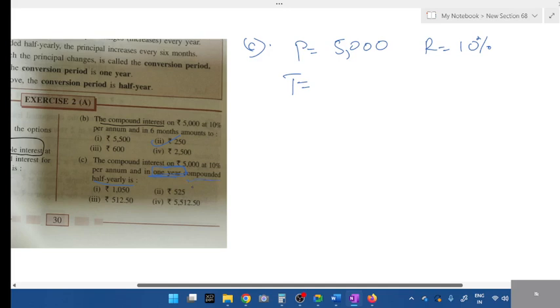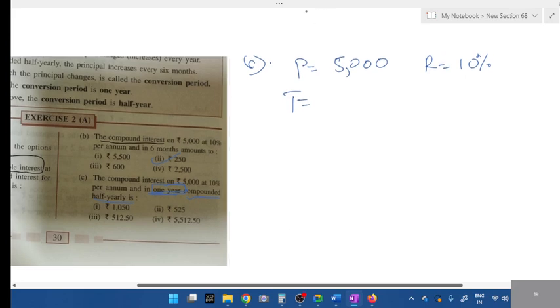I'll explain this. What do you mean by compounded half yearly? Even if it is 1 year, you have to split it into two parts. What are those two parts? Half year and half year, right? First half year and second half year. That is what they mean by compounded half yearly. So when it comes to compounded half yearly, we have to start like this.